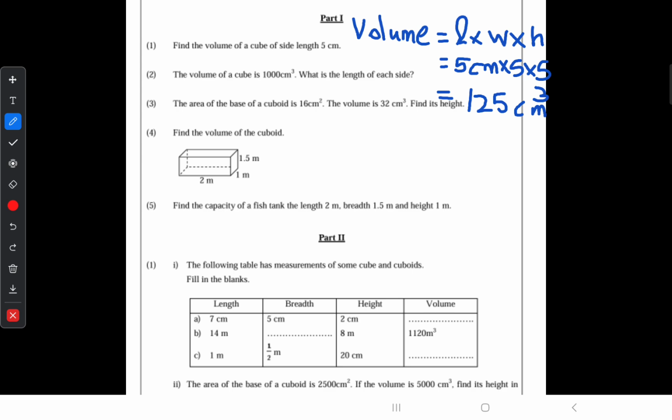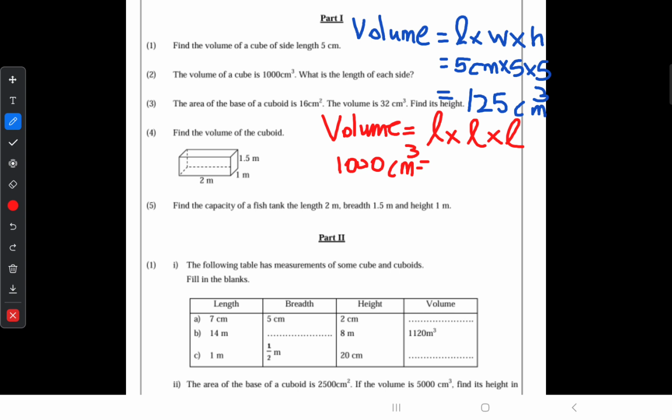Next, the volume of a cube is 100 cubic centimeters. What is the length of each side? For that, here also you have to use the same measurement. To find the volume of a cube, volume equals length, width and height. All those are equal, so we can write it as length into length into length. So this is 100 cubic centimeters. Here you have to think what number we have to multiply thrice to get 100.